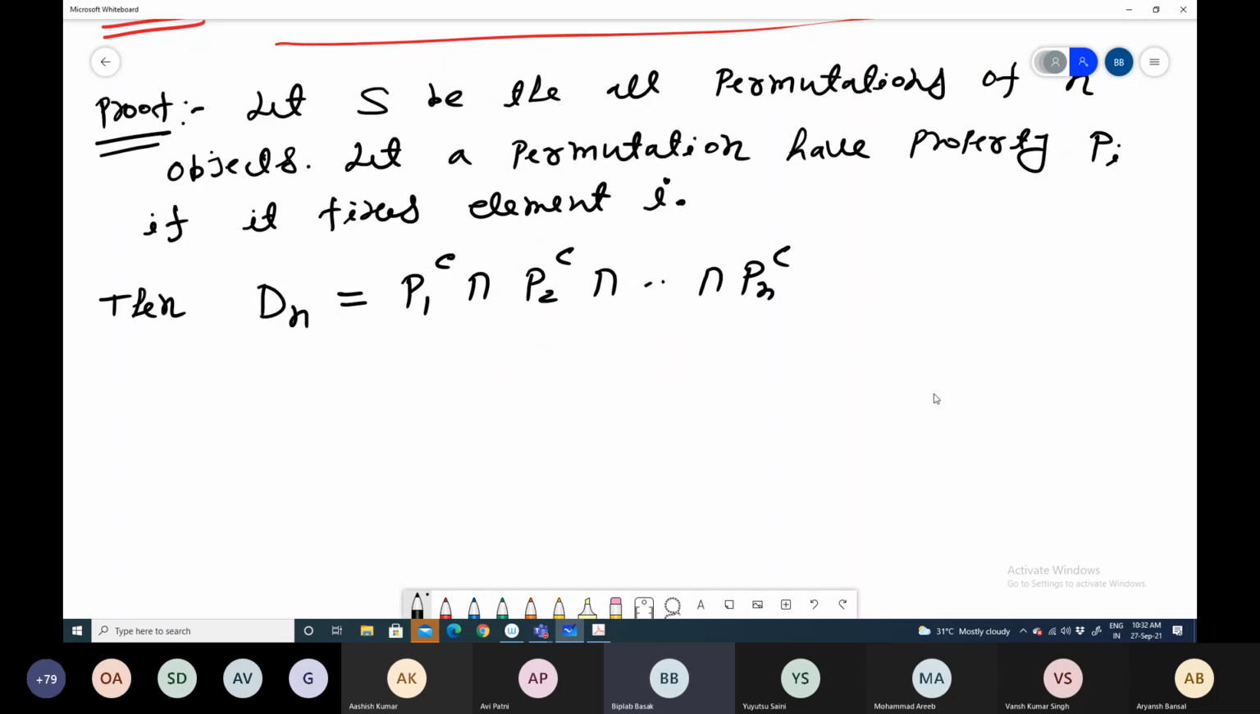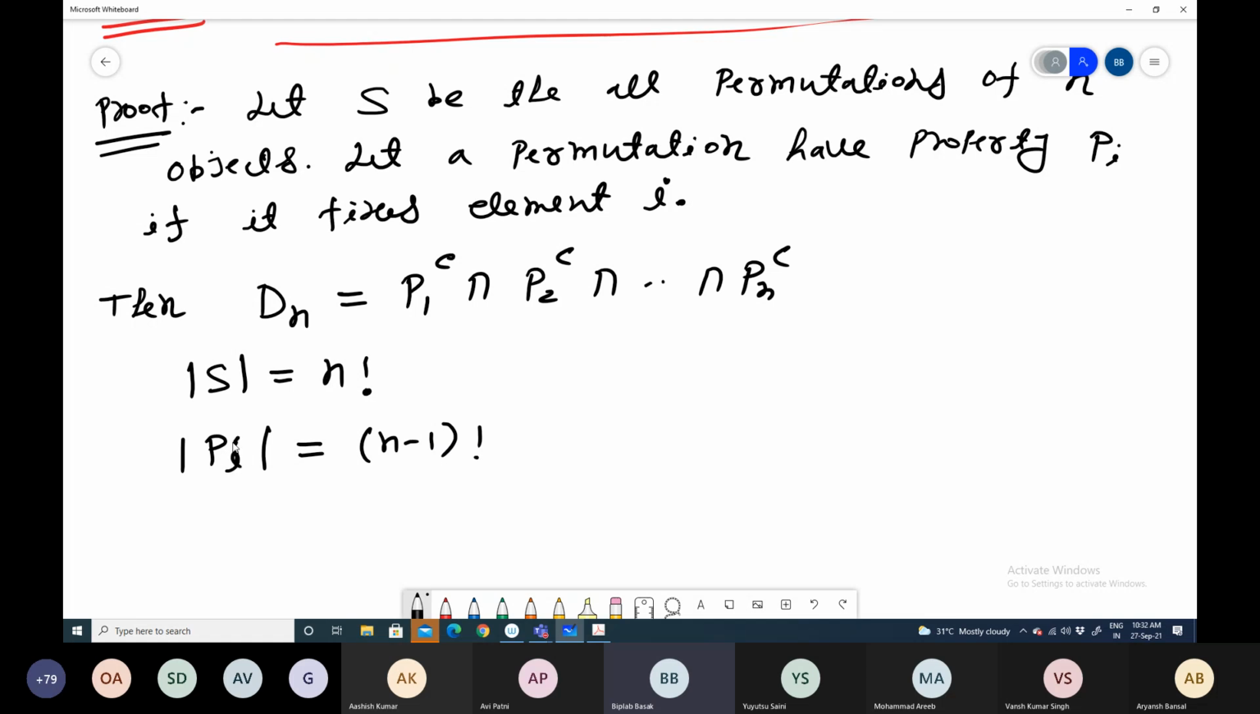Now, what is the cardinality of S? This is a simple one. That is just the permutations of n objects, so it is n factorial. Now for an example, what is the cardinality of P1, not P1 complement? It is (n minus 1) factorial.